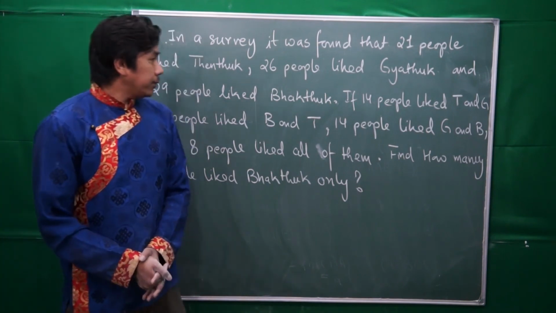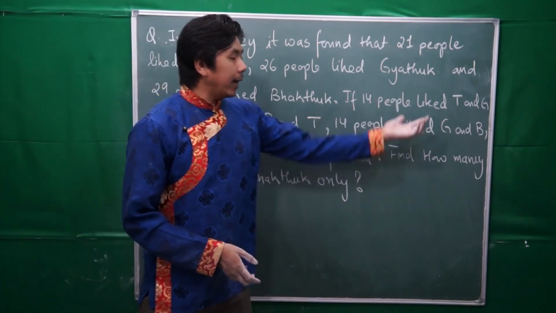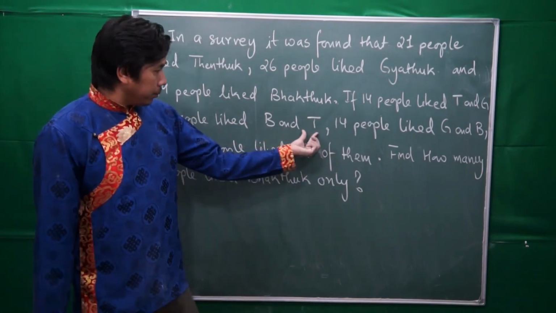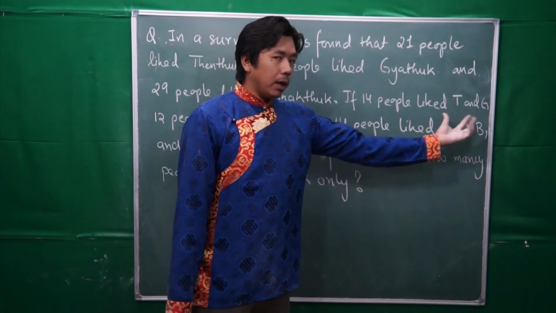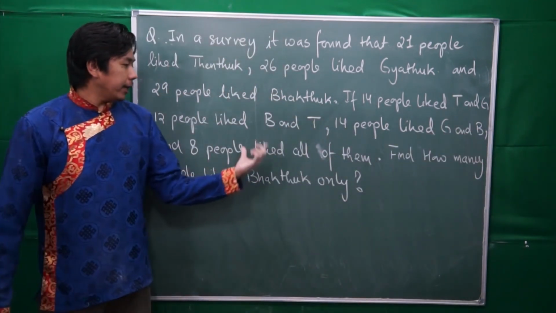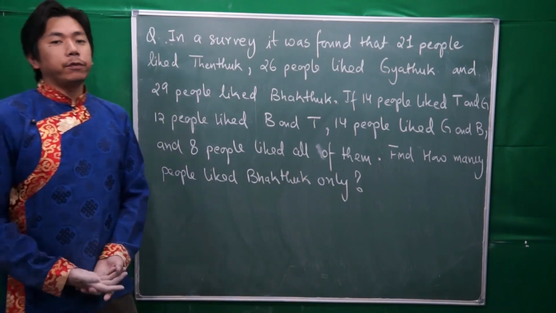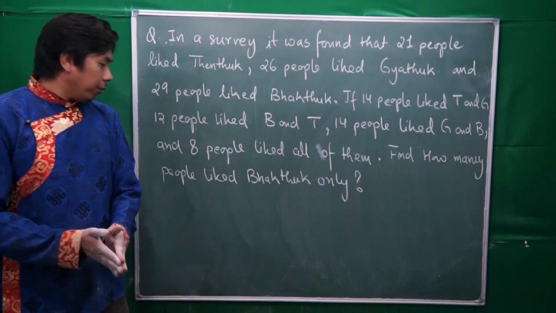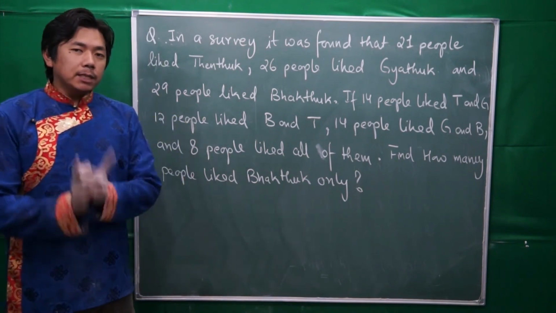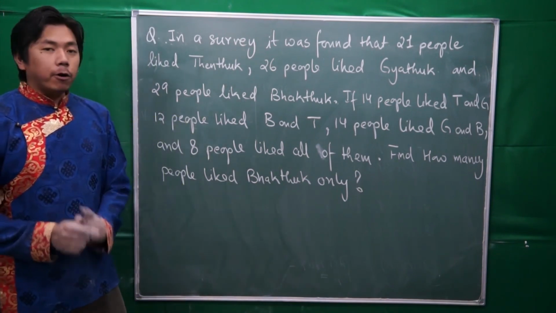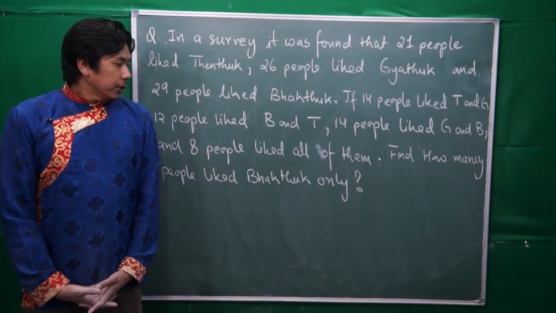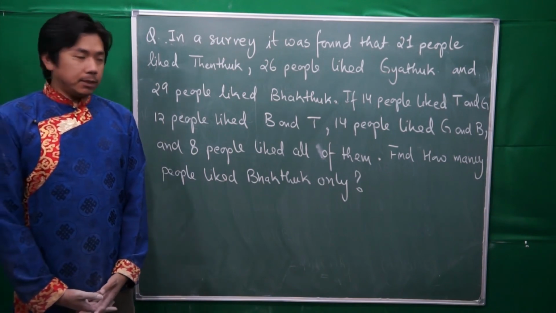Alright. Next we have, if 14 people liked Thentuk and Gyathuk, 12 people liked Bhaktuk and Thentuk, and 14 people liked Gyathuk and Bhaktuk, and 8 people liked all of them. Now you need to find the number of people liking Bhaktuk only. That means the number of people for B exclusively needs to be found. Okay. So that being said, I'm going to end the chapter sets over here.